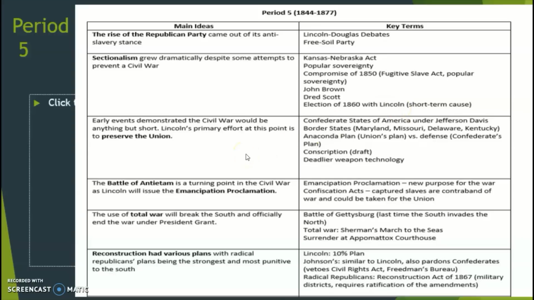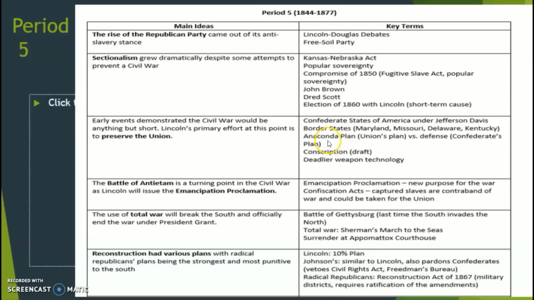So it's important to note that the early part of the Civil War for Lincoln is really to preserve the Union. It's really not so much about slavery, but about preservation of the Union. So the Confederate States under Jefferson Davis are going to secede, and they're going to fall one by one. However, we're going to see the border states, Maryland, Missouri, Delaware, and Kentucky, not secede at all. And again, slavery is allowed in these four states because the Union does not want to lose them. We will see that coming about.